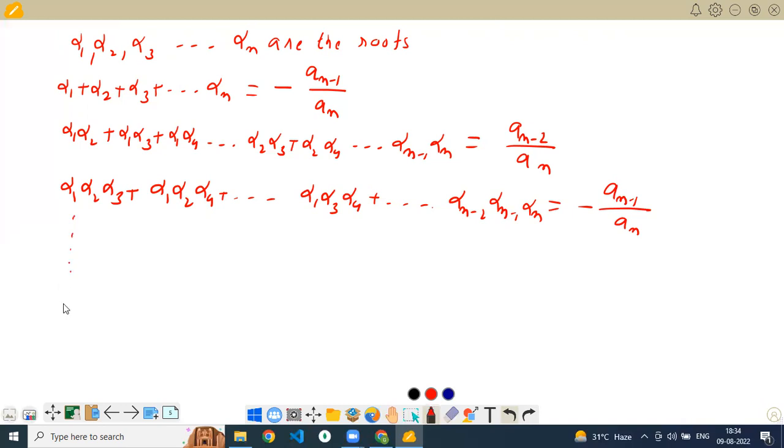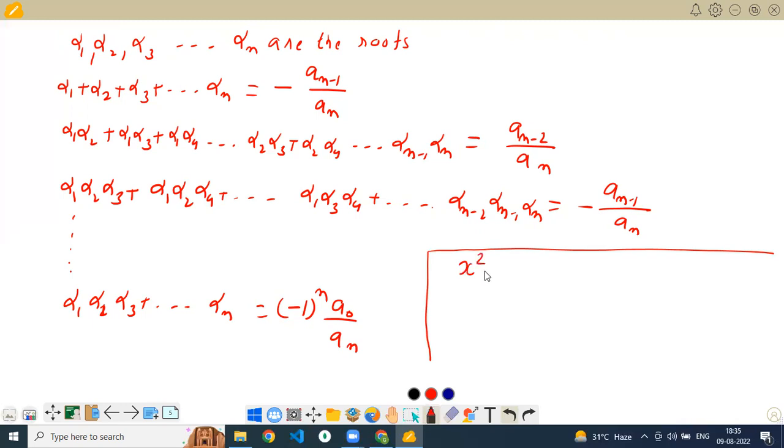If we do like this, lastly we come to the product of the roots, alpha 1 alpha 2 alpha 3 ... alpha n, which is equal to (minus 1) to the power n, a_0 by a_n. Sir, but how do we get these results? We are not going into the proof of this, but I will give you a verification of this.